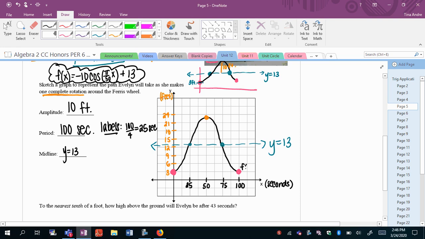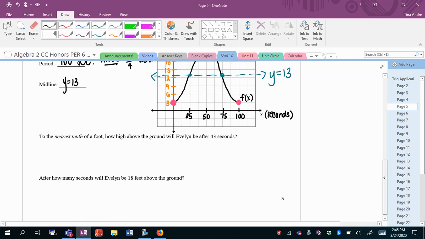I'm going to label this f of x, but I don't need to because it said just one complete rotation. So that's it. Kind of interesting going from a Ferris wheel, thinking about it now as a cosine curve. So let's continue here. We have a couple follow-up questions.